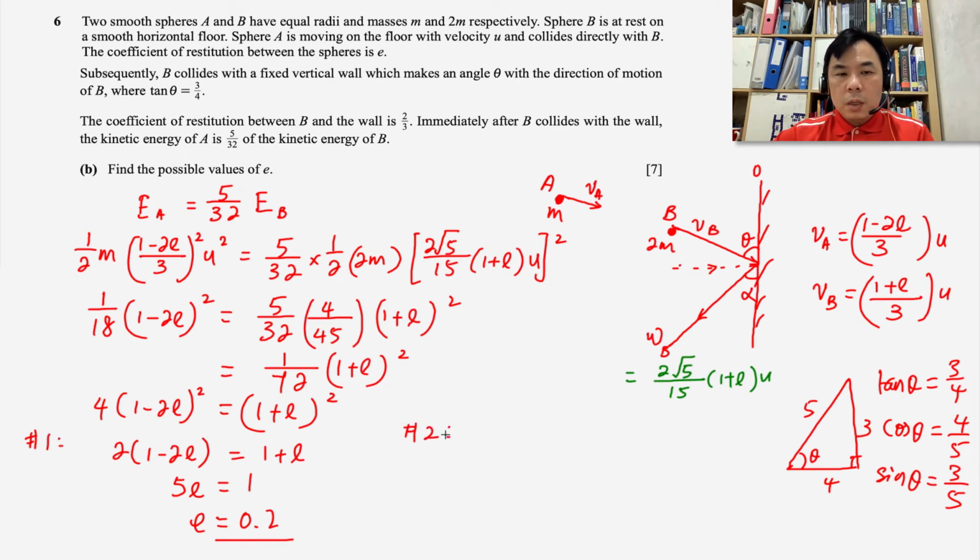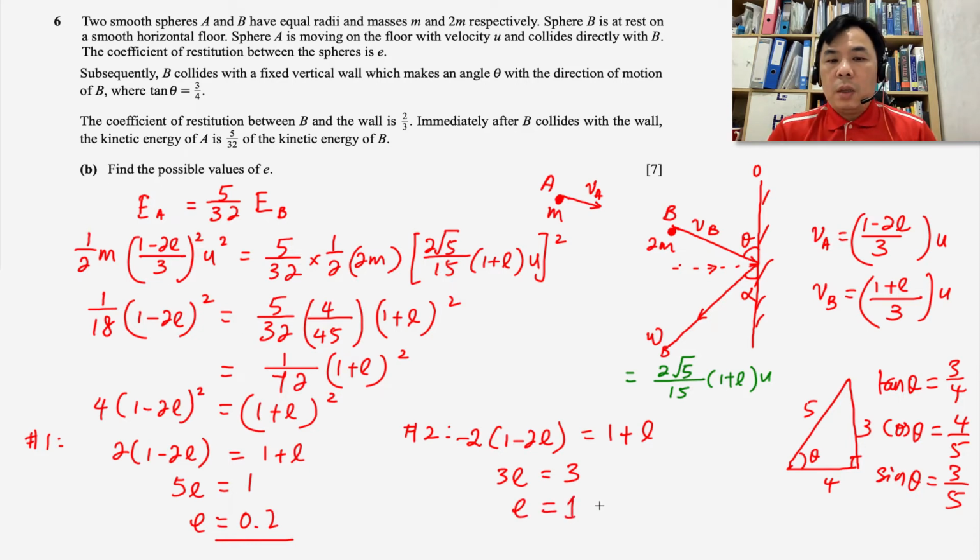For my second case, I have to consider the negative of it, right? So the negative will be 2 times negative (1 minus 2e) is equal to 1 plus e here. And then all I need to do is just solve this. I will get 3e instead. This is 3e, and then on the other side, I have 3 also. Therefore, the second possible value for e is equal to 1.